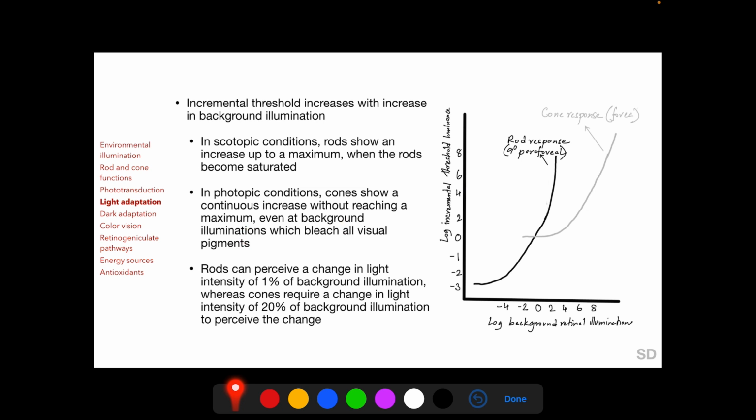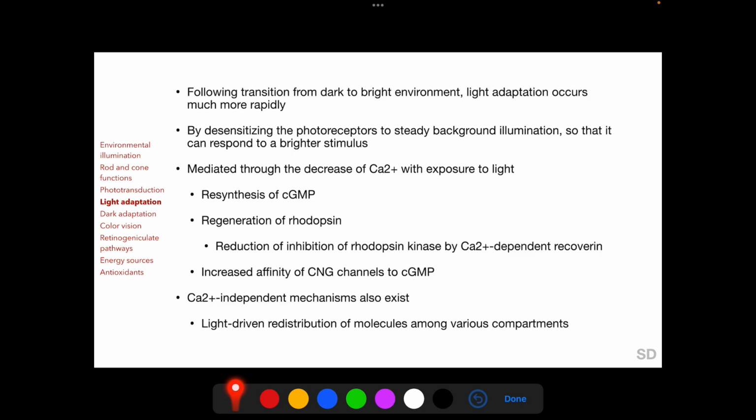And it has been seen that rods can perceive a change in light intensity of 1% of background illumination in scotopic conditions, whereas cones require a change in light intensity of 20% of background illumination in photopic conditions. Light adaptation occurs during transition from dark to bright environment, and light adaptation occurs much more rapidly than dark adaptation.